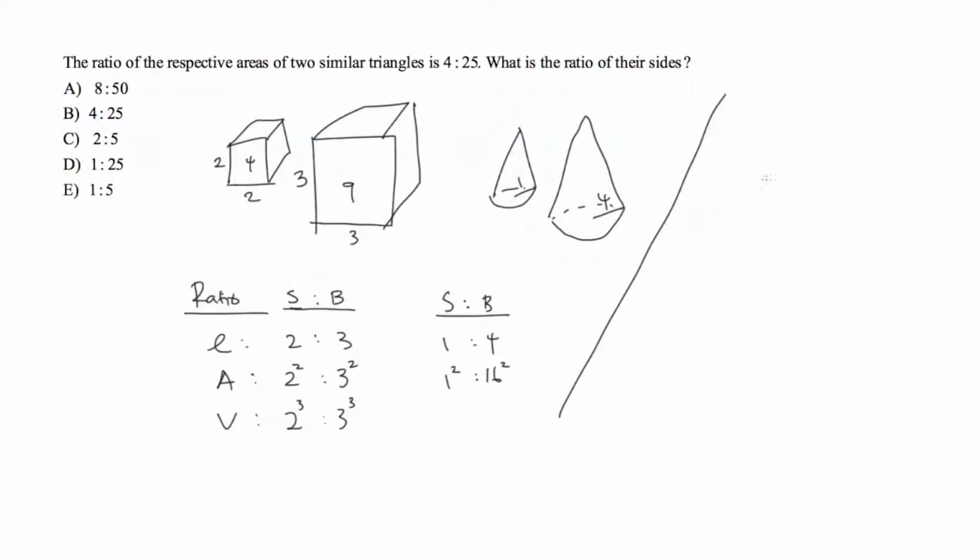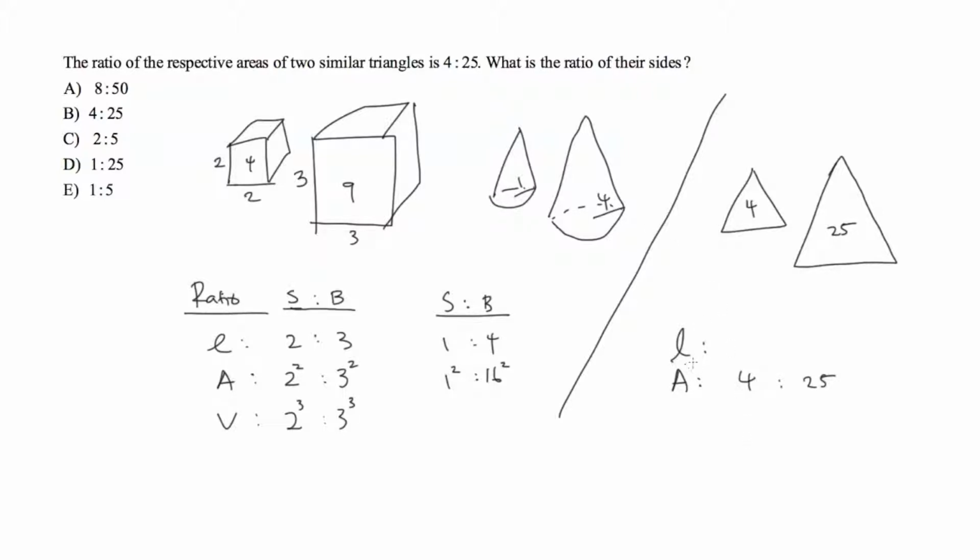So let's go back to the question. We have two similar triangles. They don't really describe the triangles, but all they say is that the ratio of the areas of the two triangles is 4 to 25. So the ratio of the areas is 4 to 25. What is the ratio of their sides?